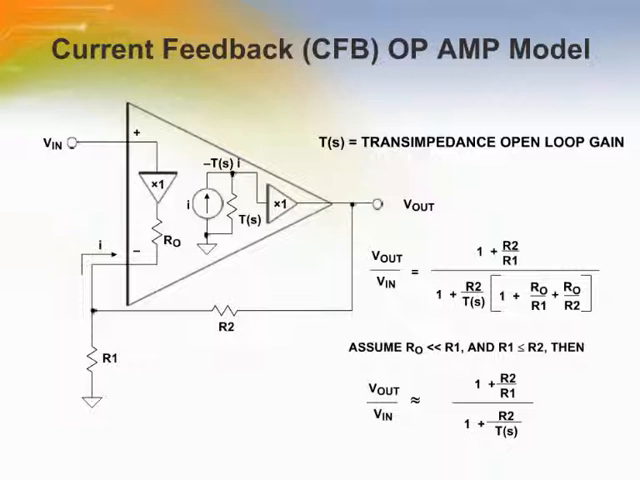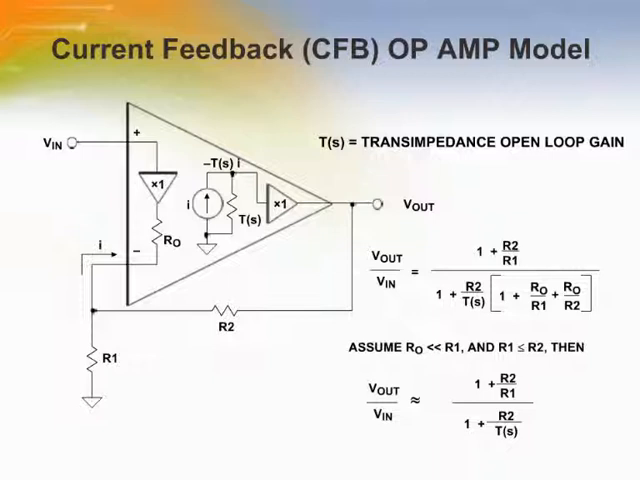Feedback produces a small error current at the inverting input, I. This error current is mirrored across the open loop transimpedance gain term T(S), and the resulting voltage is buffered to the output. In a CFB op-amp, the T(S) term is analogous to the A(S) term in a VFB op-amp. Note that the CFB op-amp has a high non-inverting input impedance and a low inverting input impedance.